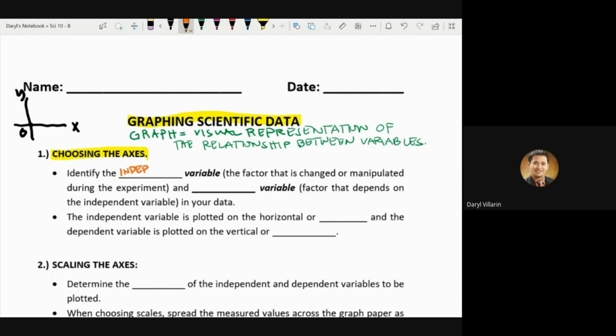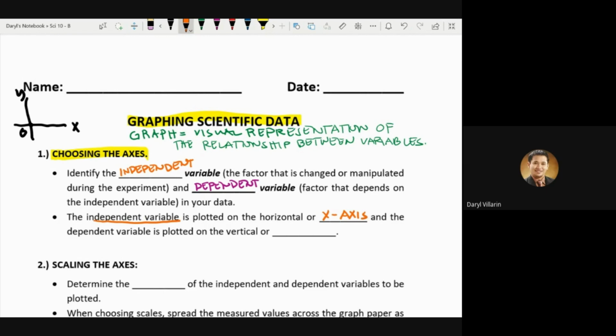and the dependent variable in the set of data that you want to graph, because specifically the independent variable is plotted on the horizontal or the x-axis. So this is very specific.